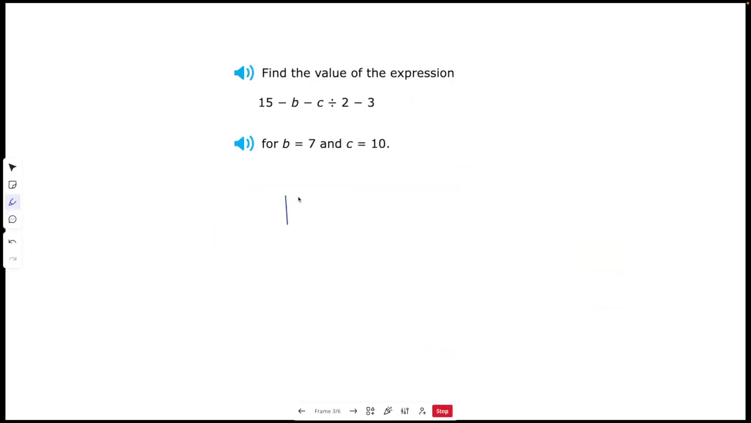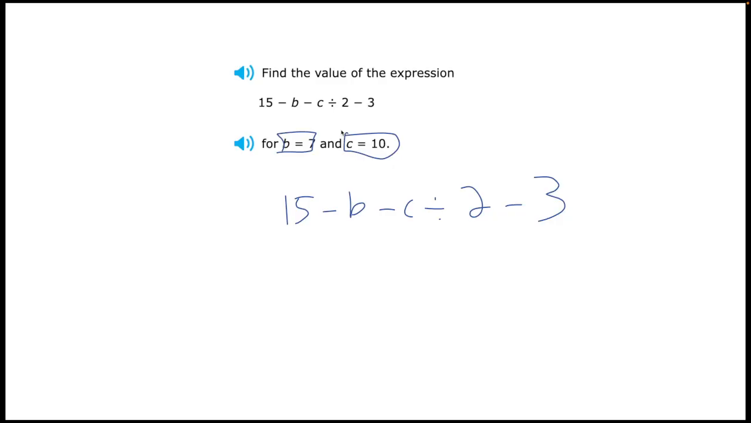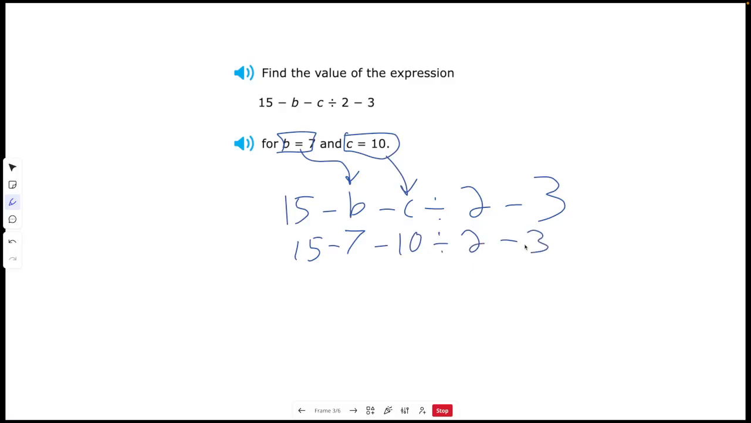So they give us this problem, 15 minus b minus c divided by 2 minus 3. And they tell you that b is 7 and c is 10. So what we're going to do is replace. We're going to substitute. Instead of writing b, I'm going to put in 7 because they told me that b is 7. b equals 7, so I can just replace those. And the same thing for the letter c. Instead of writing the letter c, I'm going to write 10. So in this lesson, anytime you see a letter, you're going to be replacing it with a number.